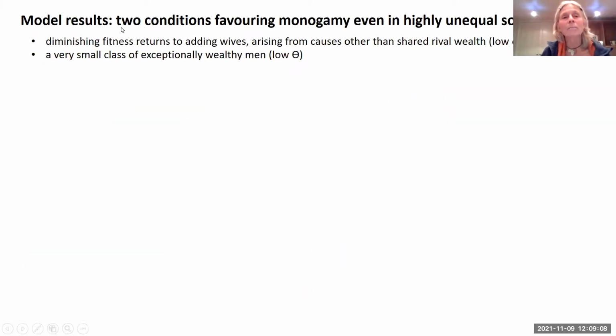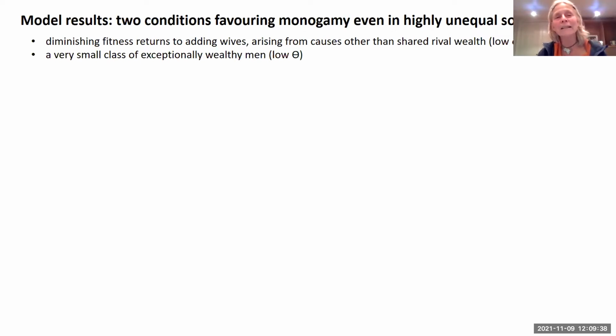So our model identifies two conditions that are responsible for the emergence of monogamy in unequal societies. The first is diminishing fitness returns to adding wives arising from causes other than shared rival wealth. So this is just the delta that I was talking about a moment ago. There's a cost to not being able to read one-on-one to the kids of all your wives every night.